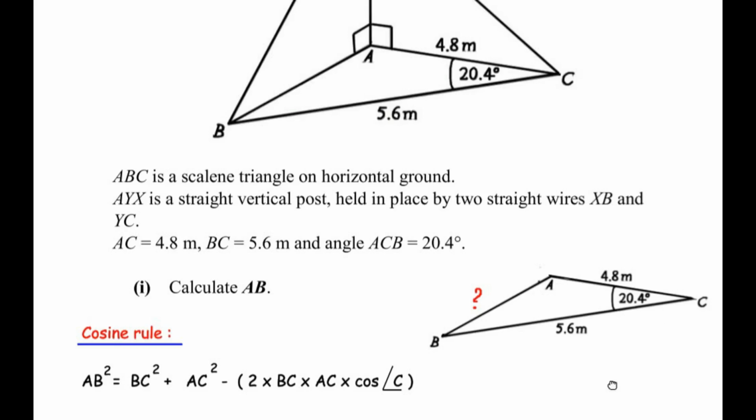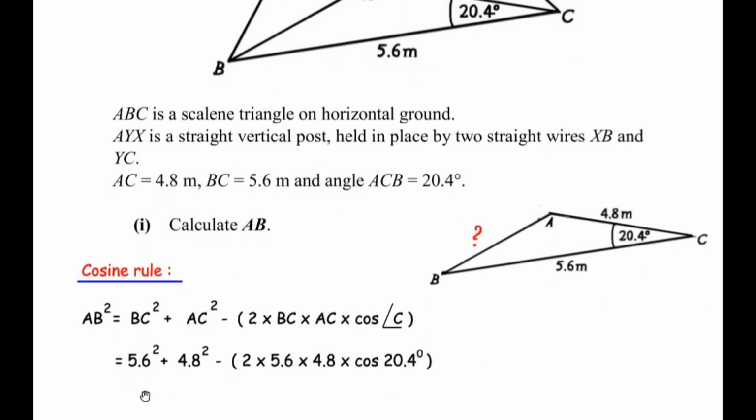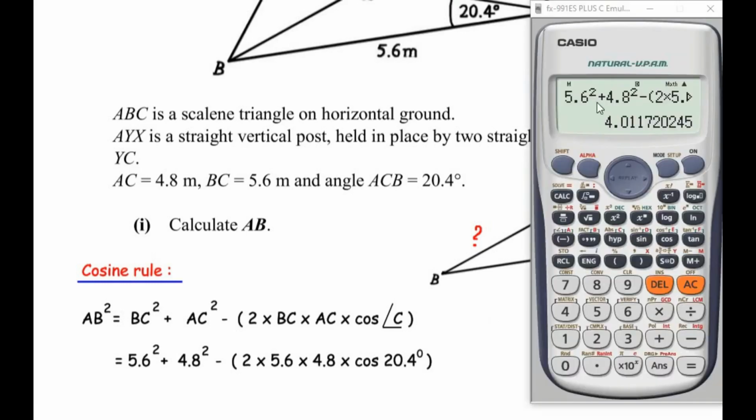So let us substitute the values over here. 5.6 square plus 4.8 square minus 2 times 5.6 times 4.8 times cos of 20.4 degrees. Now let us see how much value we get here. Solving this on the calculator, we get the value of AB square as 4.0117. So let me write here, this value is equal to AB square. To find AB we are going to take the square root of 4.0117.